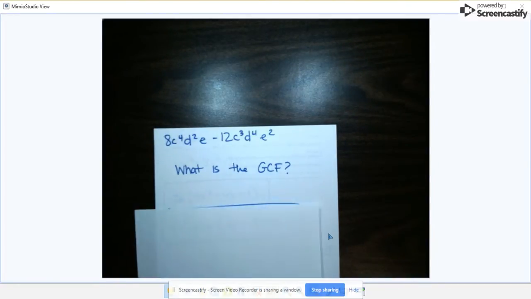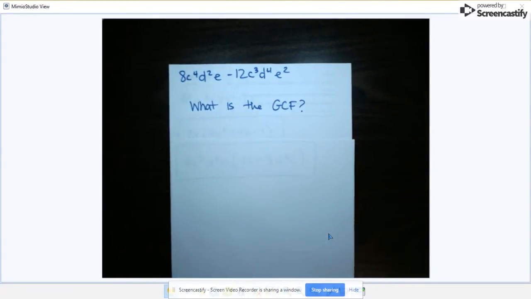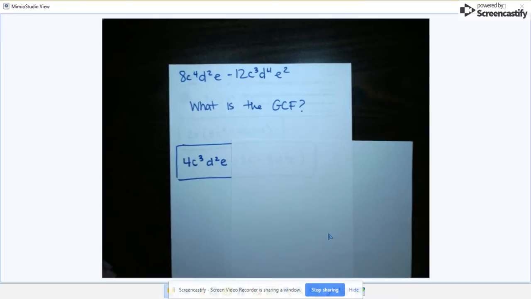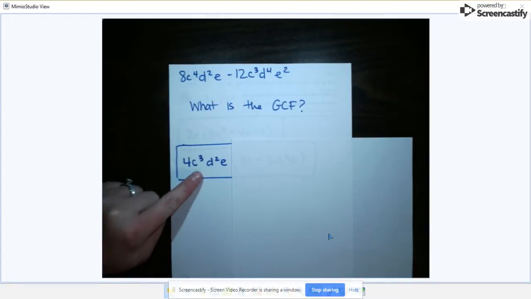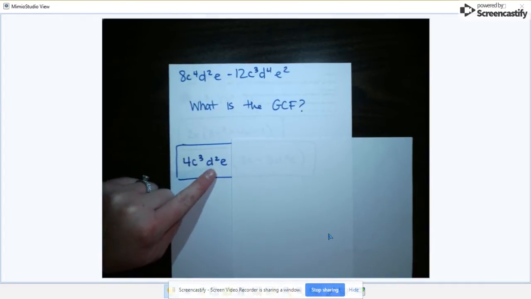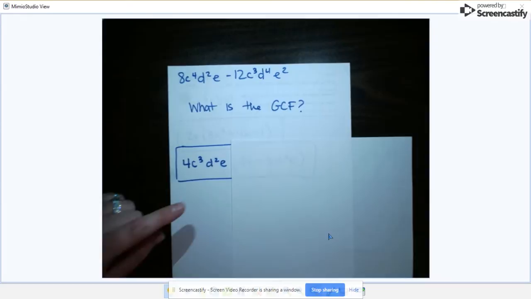Here's another one. 8c to the 4th d squared e minus 12c cubed d to the 4th e squared. We want to know what's the greatest common factor. Again, what can you take out from each term? Here is your greatest common factor. Okay, so you can take a 4, 3 c's, 2 d's, and only 1 e.